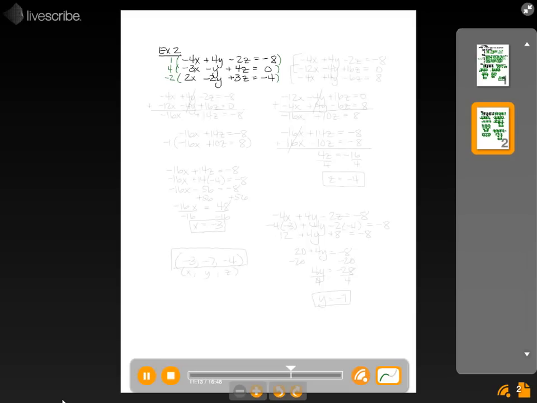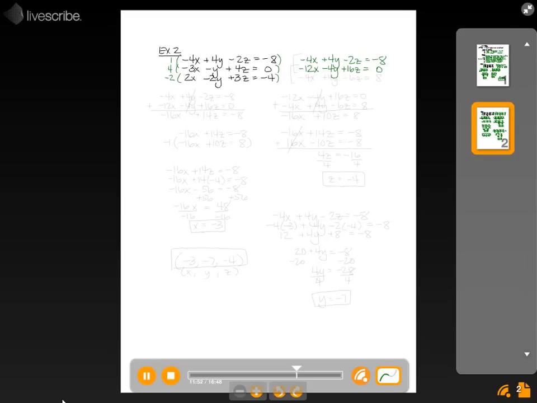So let's multiply through. The first one's not going to change because, again, anything times 1 is going to stay the same. So negative 4x plus 4y minus 2z equals negative 8. The second one, I have to take that 4 and it gets multiplied to everything on both sides of the equation. Well, 4 times negative 3x is going to become negative 12x. 4 times negative y is negative 4y. 4 times 4z is going to be positive 16z. Then on the other side of the equation, 4 times 0, make sure you multiply that, is going to be 0. Anything times 0 stays 0.